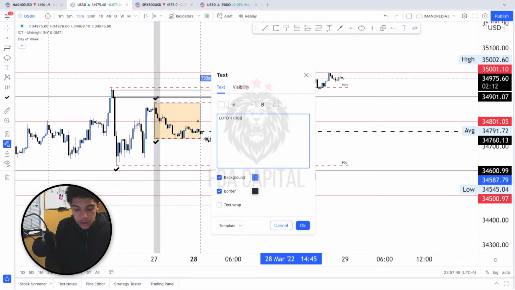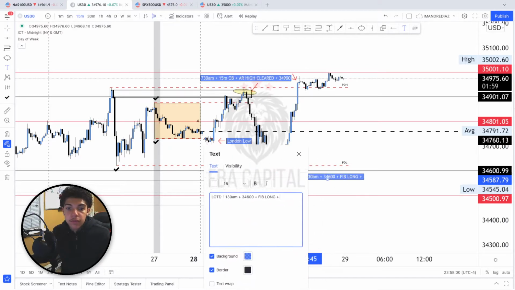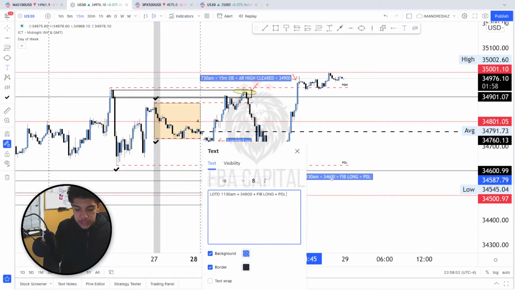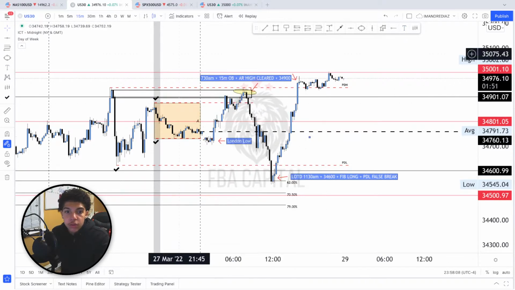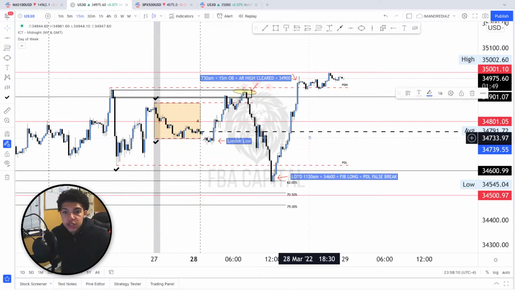At 11:30 a.m. plus we had 34,600 big figure level rejection, along with the fib long from the previous week's low to the current day high, along with what else do we have? Previous day's low, false break. And if we go to another time frame, we're going to see if there's another confirmation that we potentially missed.